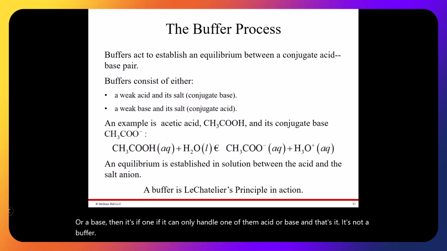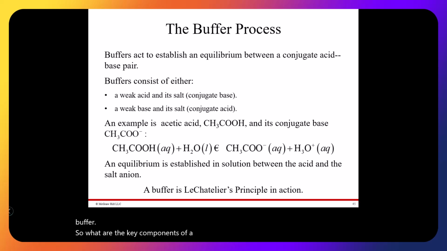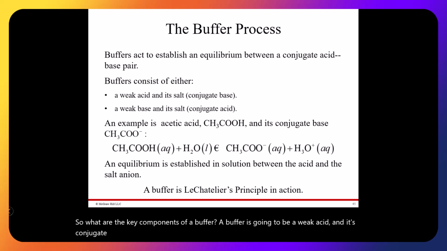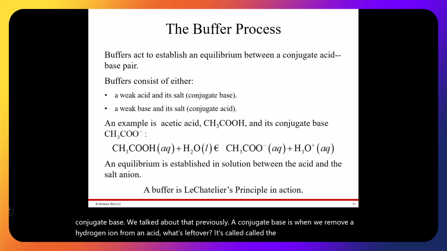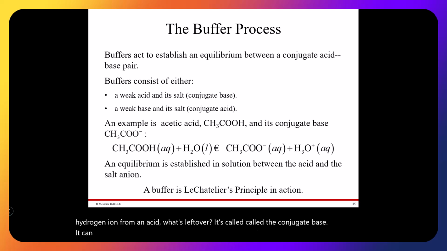So what are the key components of a buffer? A buffer is going to be a weak acid and its conjugate base. We've talked about that previously. A conjugate base is when we remove a hydrogen ion from an acid. What's left over is called the conjugate base. It can also be a weak base and its conjugate acid.